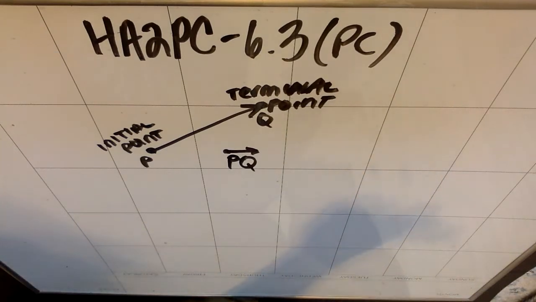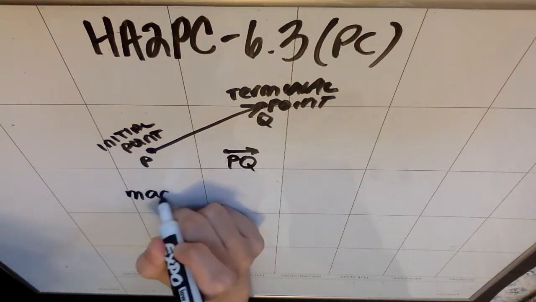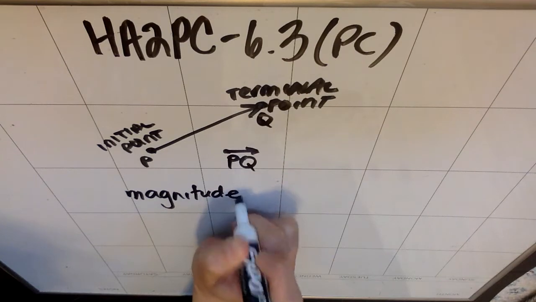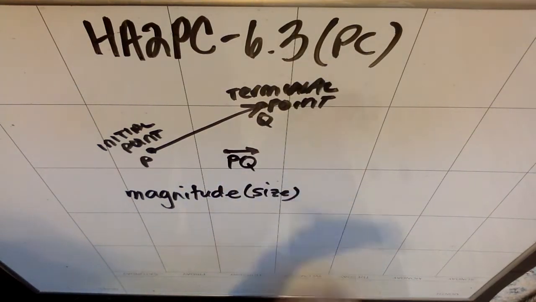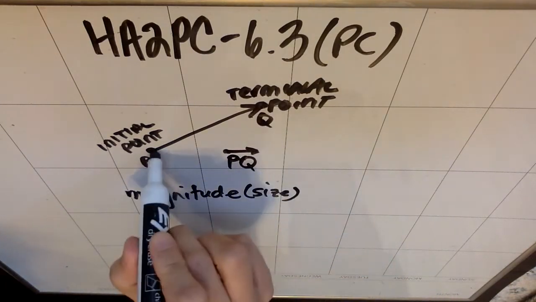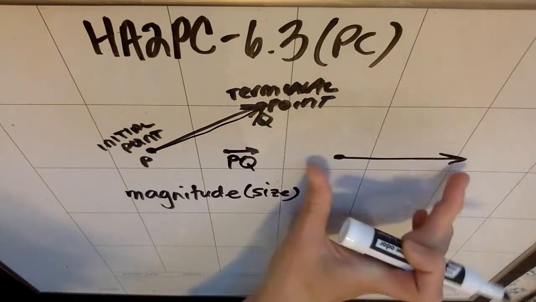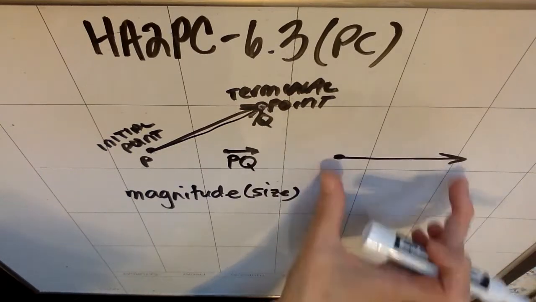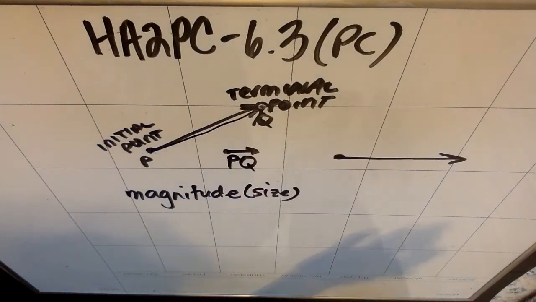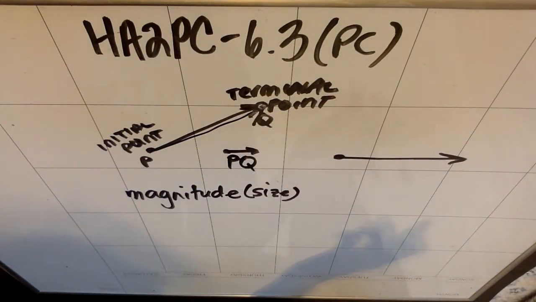Now let's talk a little bit about the magnitude of a vector. A vector is a quantity that has both a magnitude, which is literally a size, and also a direction. So this vector goes this way. This other vector that I could draw like this is not the same vector, even if it's the same physical length. It might have the same magnitude as PQ, but it's not the same direction. So a vector is both magnitude and direction.